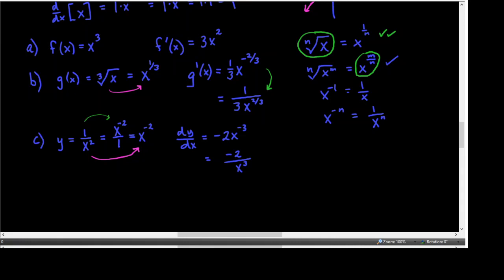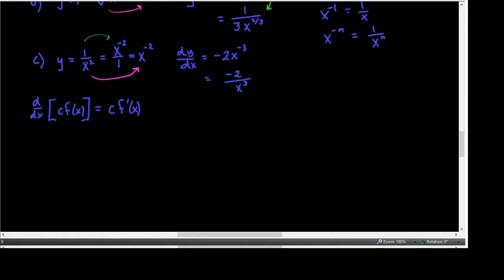Okay, so now the next rule I'm going to offer up without proof. If you have any constant c multiplied by a function, and you're asked to find the derivative of that constant times function of x, it will be simply that constant multiplied by the derivative of the function. So that constant will just come along for the ride, and you'll multiply it by the derivative of the function of x. So let's do some examples.